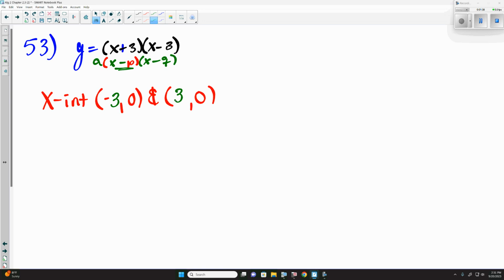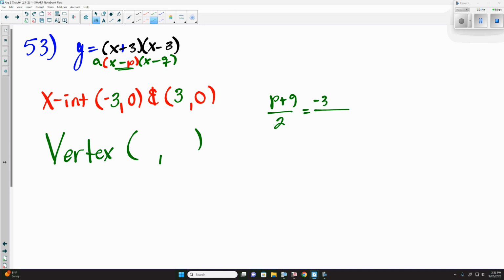Okay. And then how do you find the vertex? So the vertex is our p plus q over 2. Well, that'd be negative 3 plus 3 over 2, which is 0 over 2, or just 0.